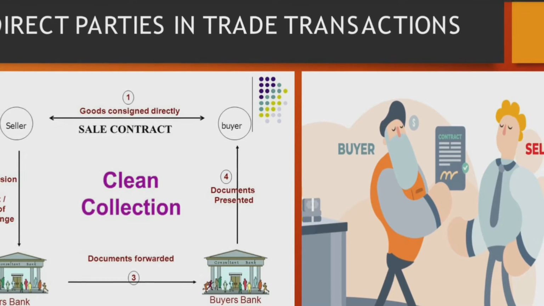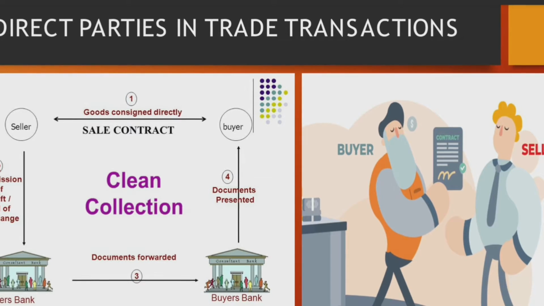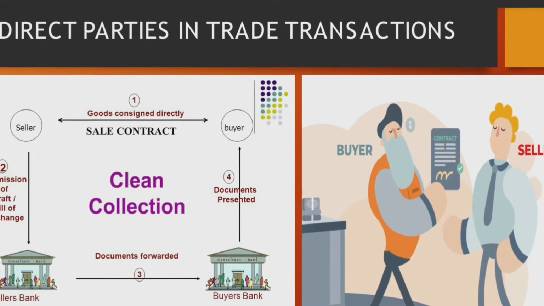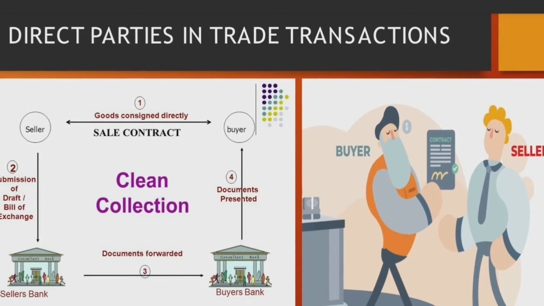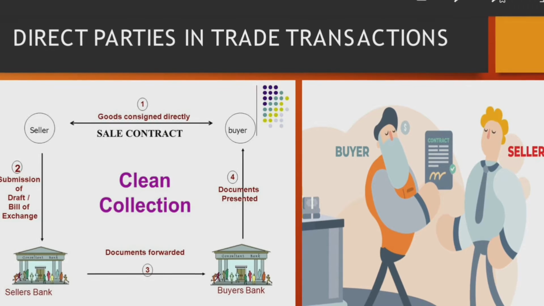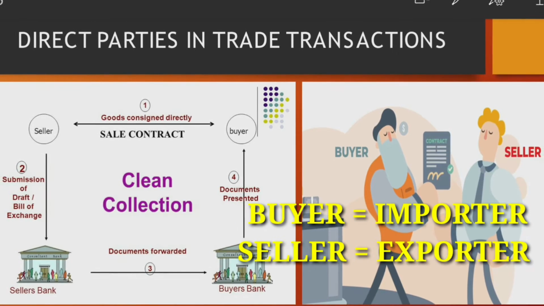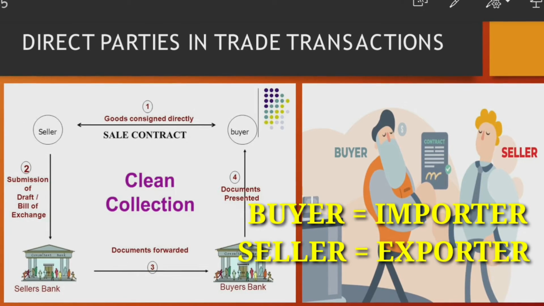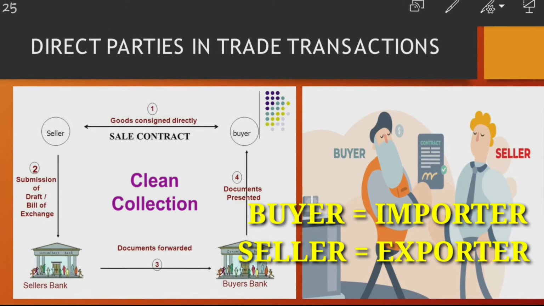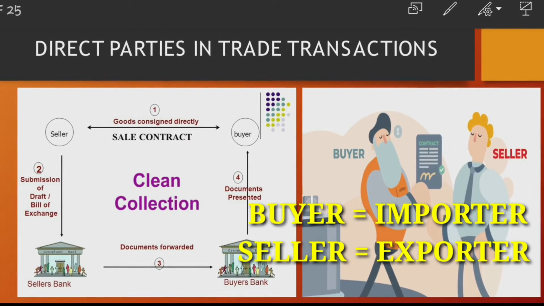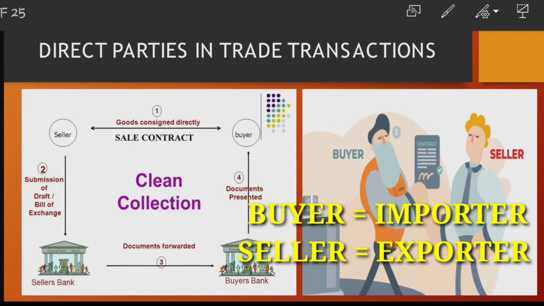First, let us study the direct parties in trade transactions. So who are involved in a trade transaction? The parties that are involved in a trade transaction are the buyer and the seller, the buyer's bank and the seller's bank. The buyer and the seller had the goods consigned directly through a sale contract.